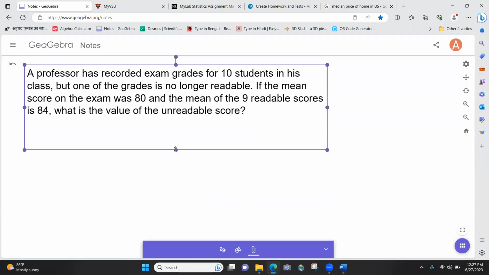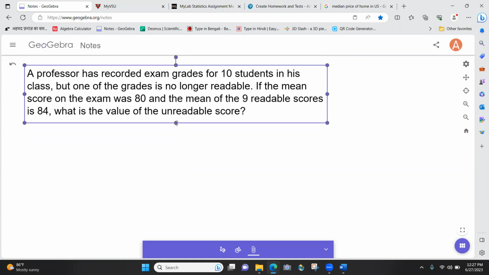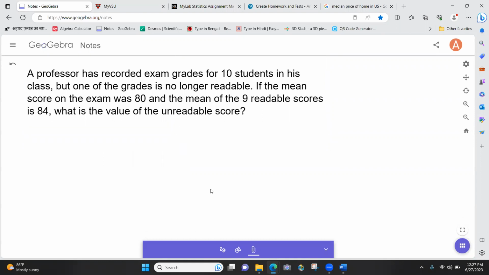A professor has recorded exam grades for 10 students in his class, but one grade is no longer readable. If the mean score on the exam was 80 and the mean of the 9 readable scores is 84, what is the value of the unreadable score? Good one, right? So 10 people. The average of the 10 students is 80.